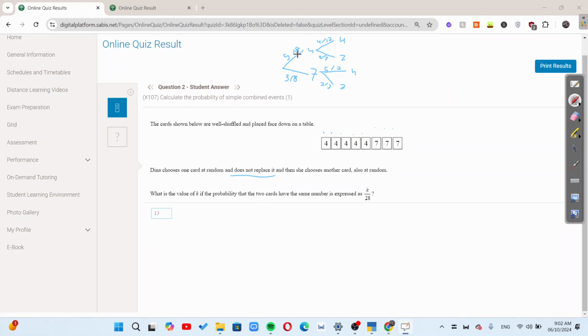Now let's see, probability of 4 and 4, which is 5 over 8 times 4 over 7, my bad. So this is your 4-4 probability, or, which means plus, you get 7-7, which is 3 over 8 times 2 over 7.